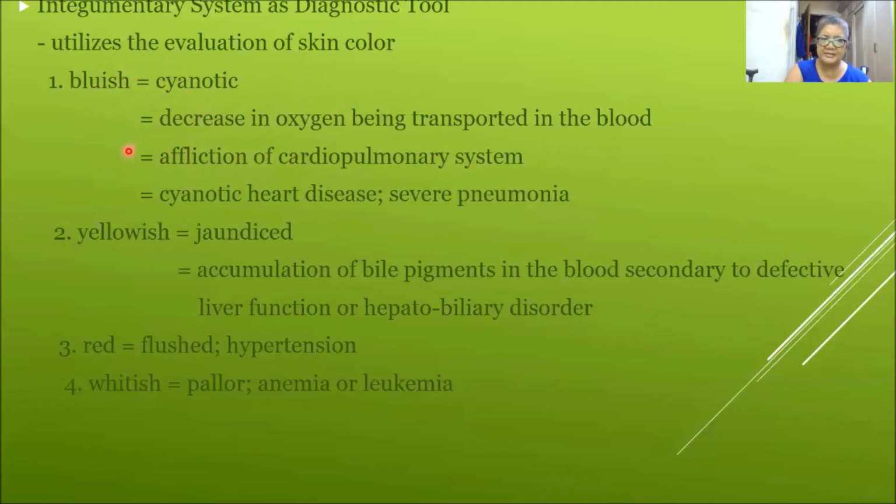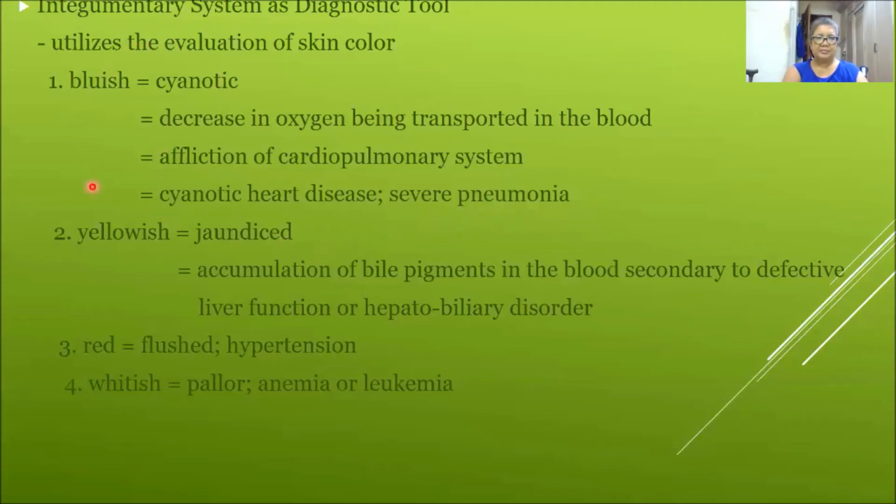Then when you ask the patient for the history, you will have a line of thinking on what to ask. Does the patient have a cardiac problem or a pulmonary problem? From your history taking, you can have an initial diagnosis of what is going on with the patient. Does the patient have a cyanotic heart disease, or does the patient have severe pneumonia?